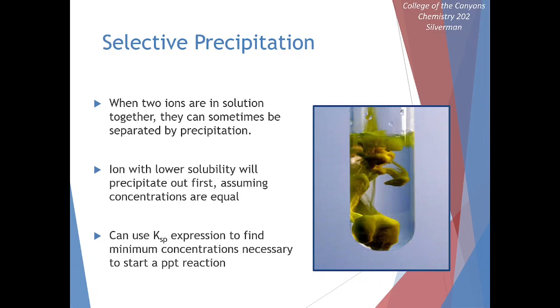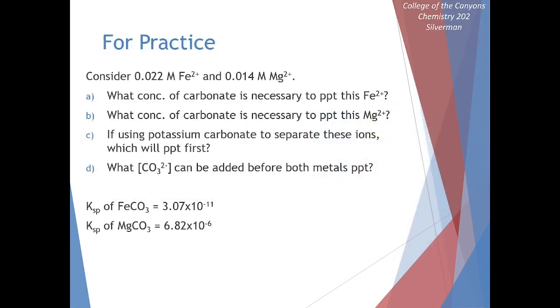What this means is we can slowly add some other solution to our mixture and have only one of our cations start to precipitate, or vice versa, only one of our anions start to precipitate. Let's look at this quantitatively first. If we have 0.022 molar of iron 2, 0.014 molar of magnesium, we can figure out what amount of carbonate is necessary to precipitate each of these.